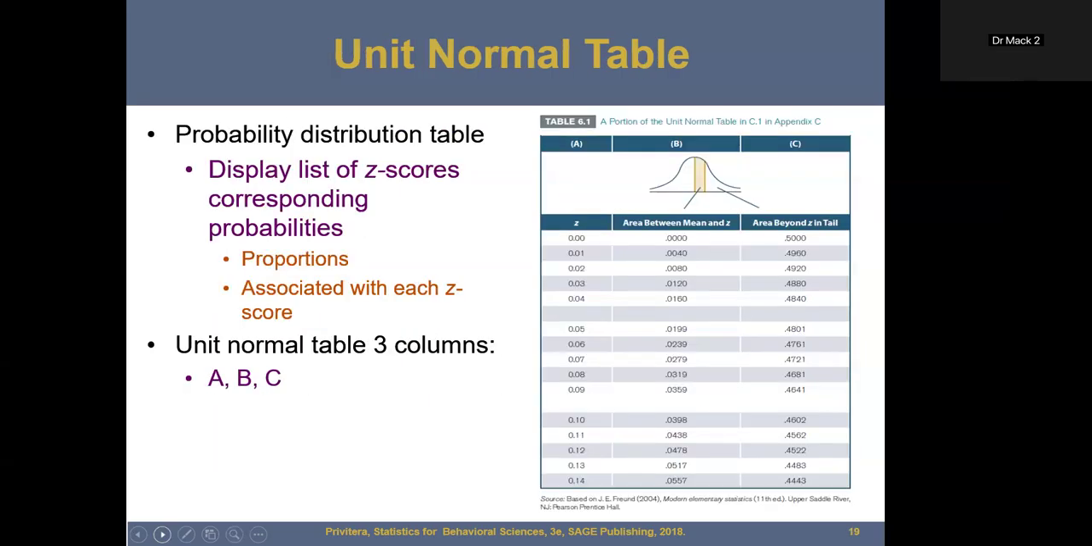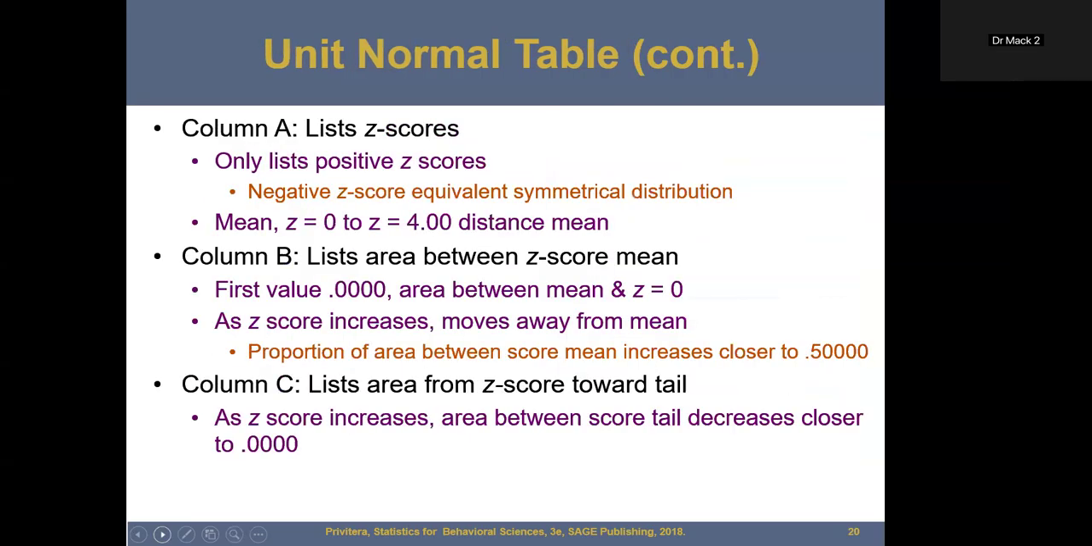So here's our breakdown of what the scores mean. If I need to go back a slide, just talk to me. Column A lists z-scores, only positive z-scores. A negative z-score is equivalent, symmetrical distribution. So a z-score of 1 or -1 would be the same thing. It just depends on what side of the mean it's on. So if you're referring to a z-score, you're just going to use a table, whether it's positive or negative. If you're trying to look up a proportion, you just use the positive version of that.